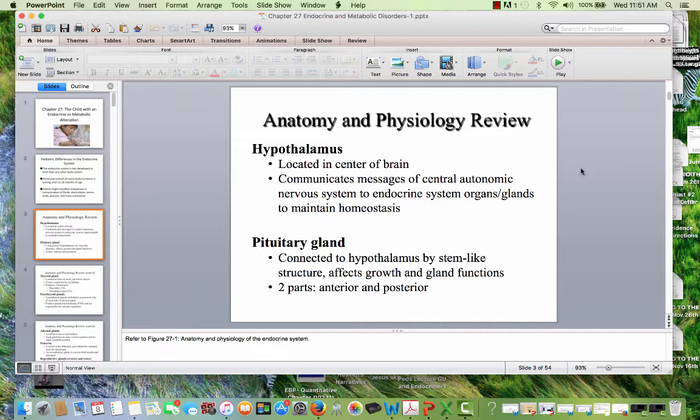The posterior, which we'll talk about when we get into diabetes insipidus a little bit more, deals with the antidiuretic hormone and oxytocin, the pitocin, which stimulates the smooth muscles during contraction and the expulsion of the fetus and placenta, of course, during the birthing process.